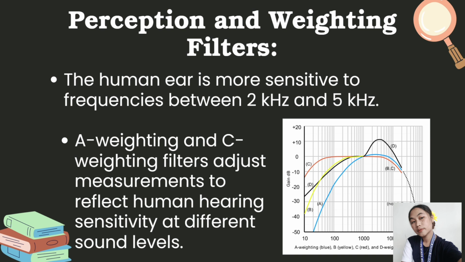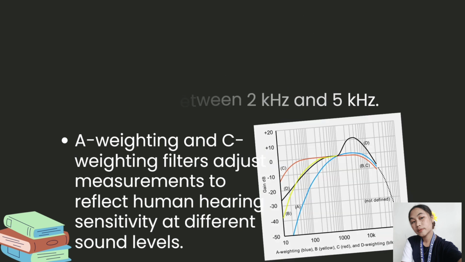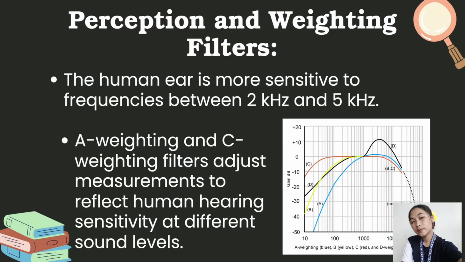Let's now proceed to the perception and weighting filters. Our ears do not hear all frequencies equally. We are most sensitive to sounds between 2 kHz and 5 kHz, which is the range of human speech. Because of this, sound level meters use weighting filters to mimic how our ears respond to sound. A weighting and C weighting filters adjust measurements to reflect human hearing sensitivity at different sound levels.